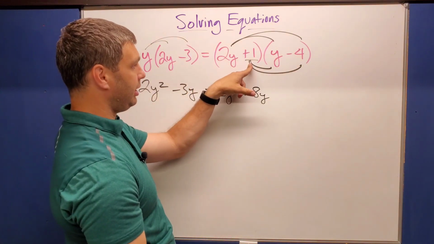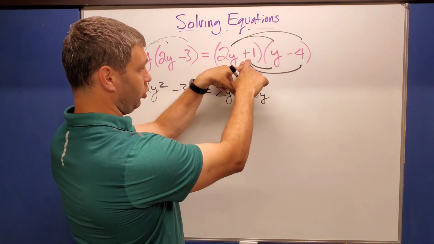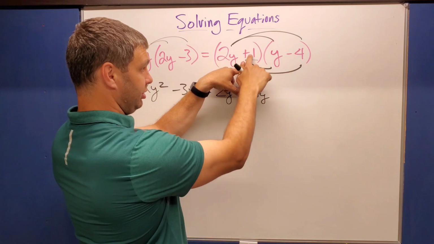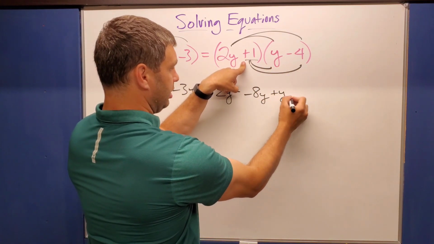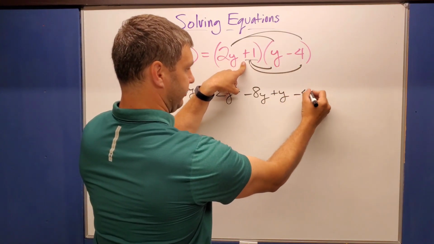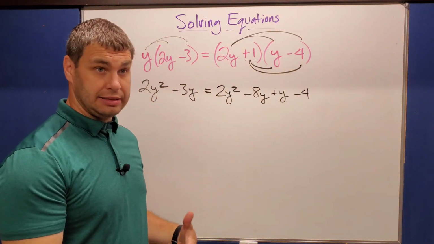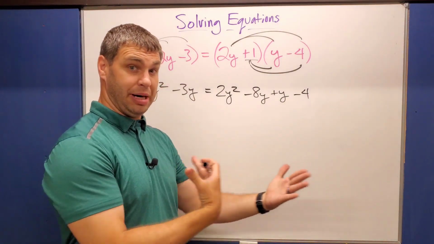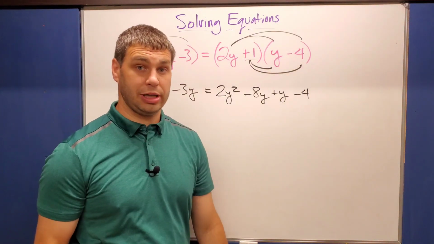Now I have to do it with the plus 1. And then 1 times anything is just itself, right? 1 times y is just y. And 1 times negative 4 is a negative 4. All right, so just like we distributed in the last problem, and then we combined if possible, that's what we're going to do here as well.